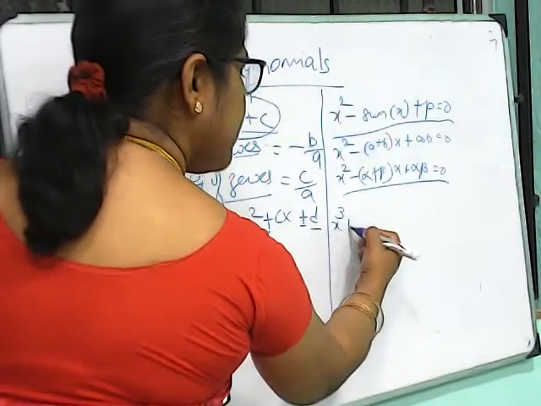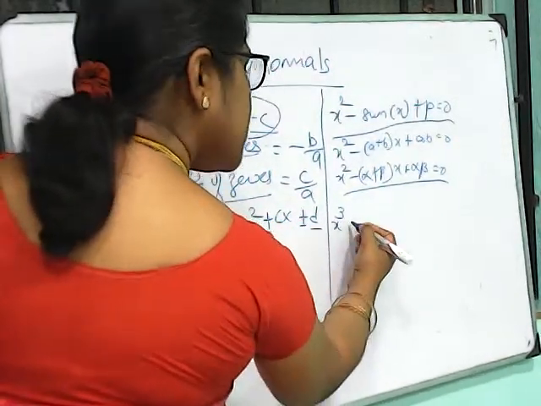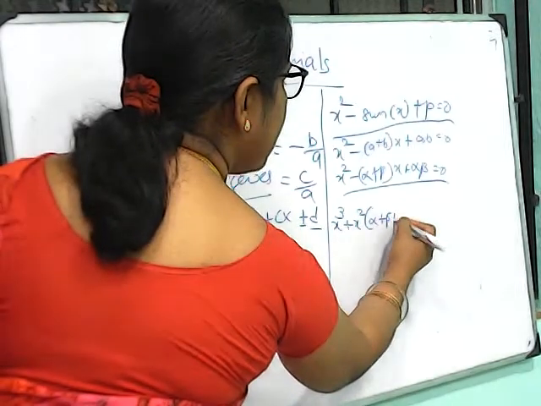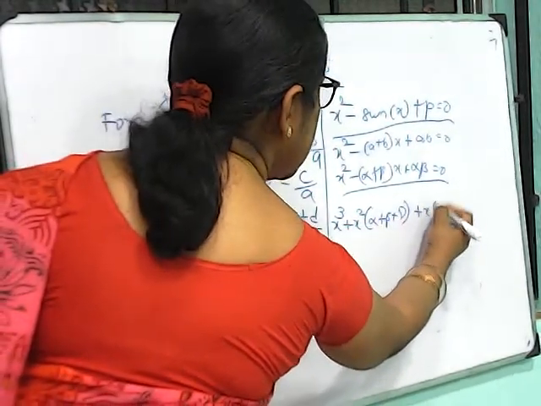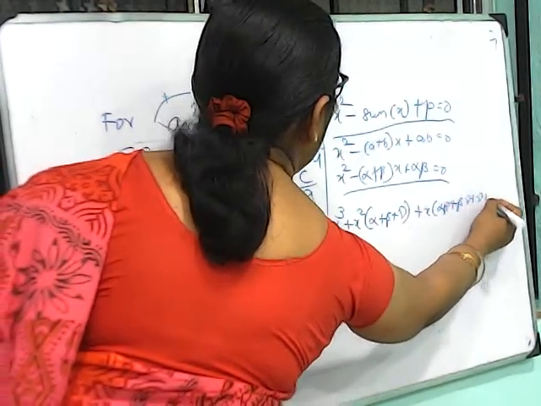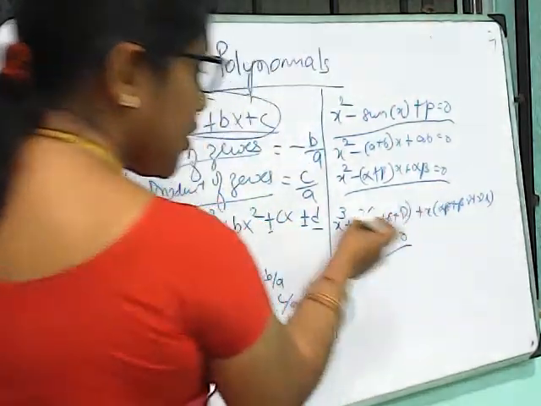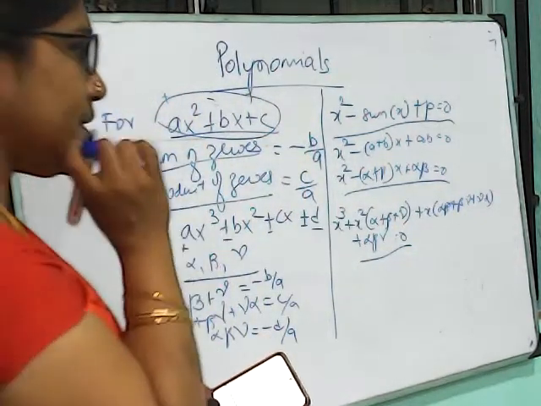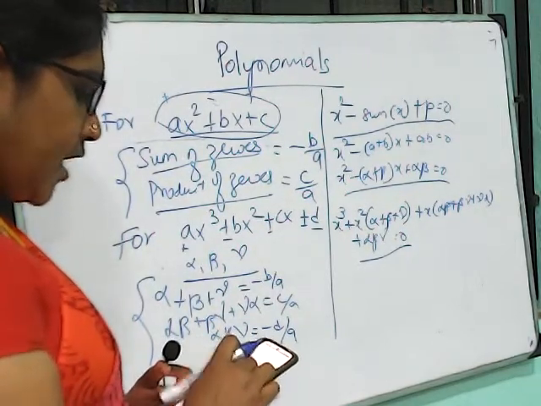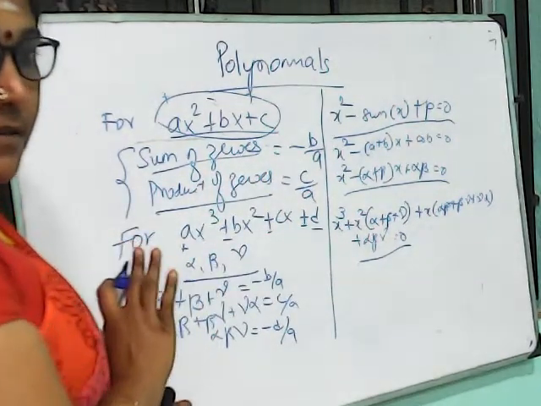x cube plus, what has come here? I have said plus minus. Even if you put plus, x square into alpha plus beta plus gamma, plus x into alpha beta plus beta gamma plus gamma alpha, plus alpha beta gamma equal to 0. This is the cubic polynomial. Just know the cubic polynomial, it is not necessary, but you need to know it. Okay, so these are the questions based on polynomials.